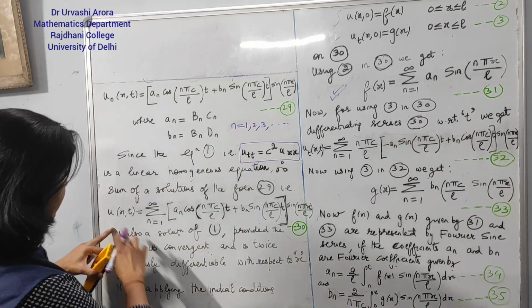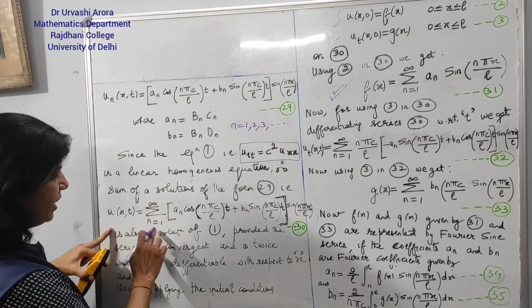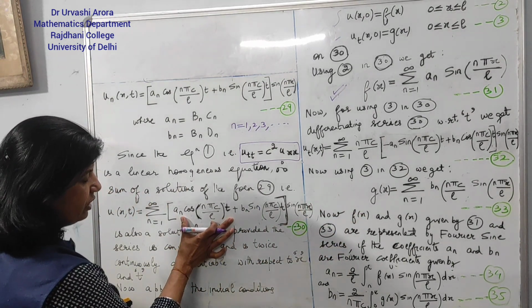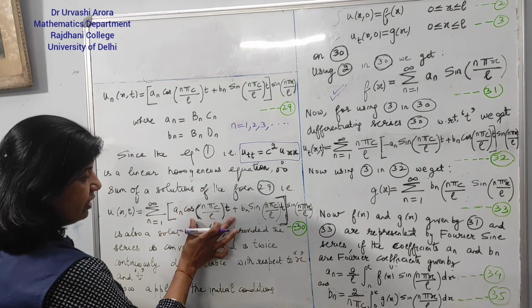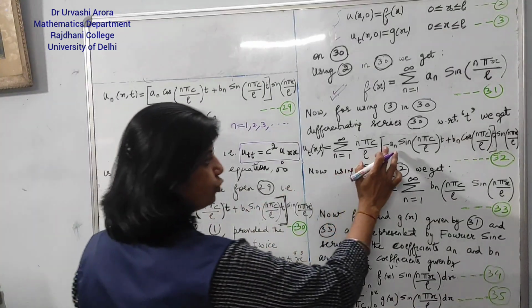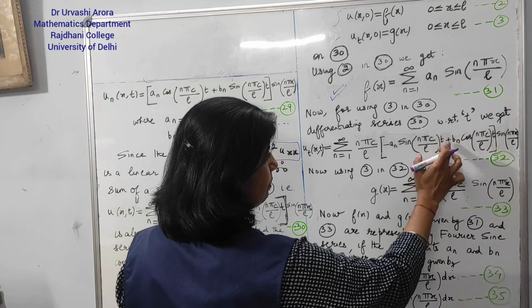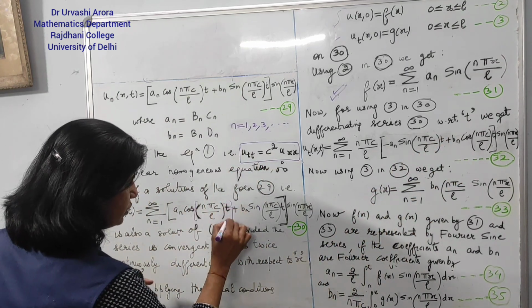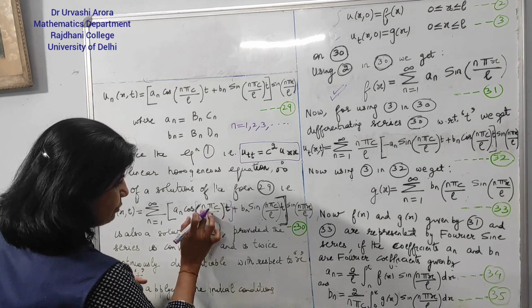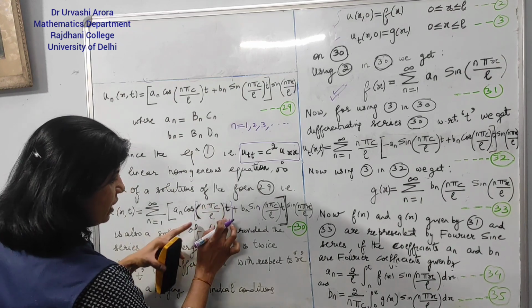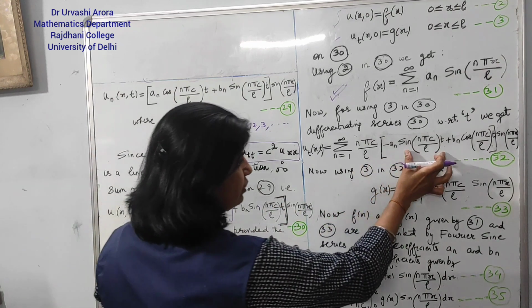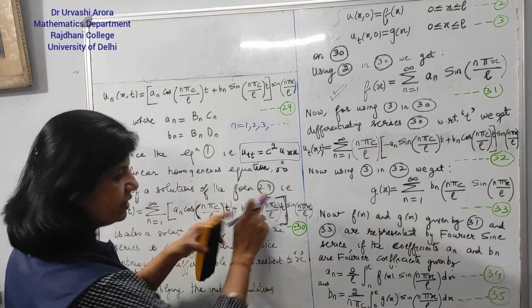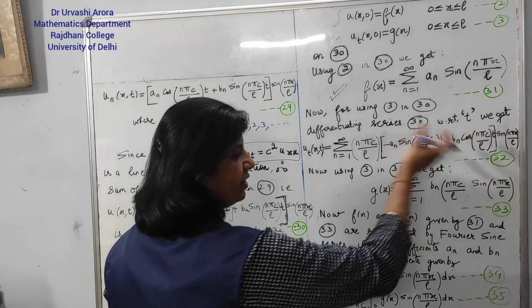We get here u_t(x,t) equal to summation n varying from 1 to infinity, this is as it is. When you differentiate the first term with respect to t partially, a_n, the derivative of cos theta is minus sin theta, so you will have minus sin(n pi c by l t) into the derivative of this expression using chain rule, which is n pi c by l. That n pi c by l, we have taken it outside because it will come in the derivative of the second term also. So we have taken that common.